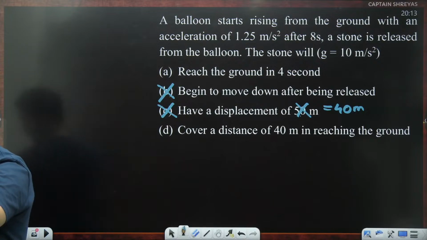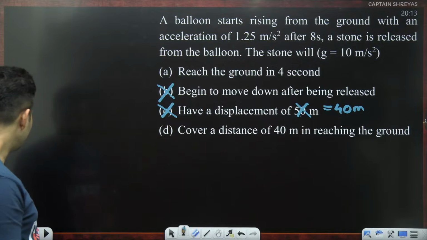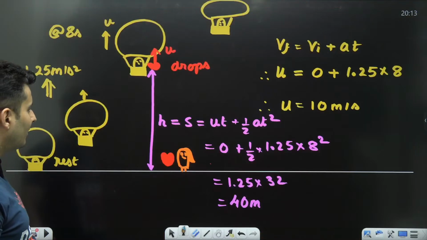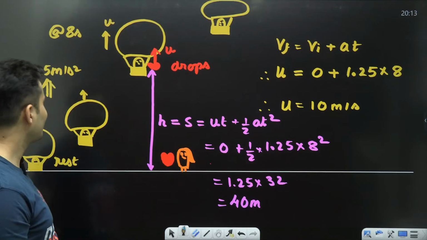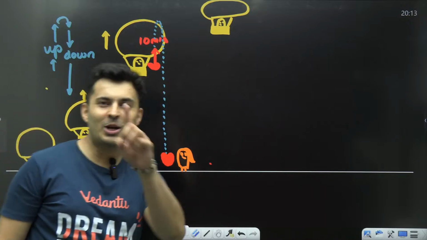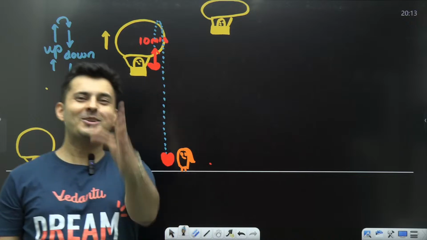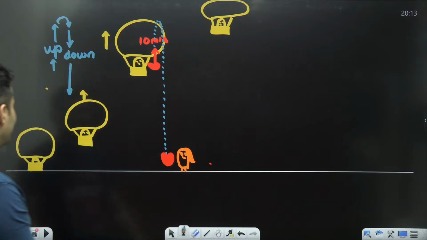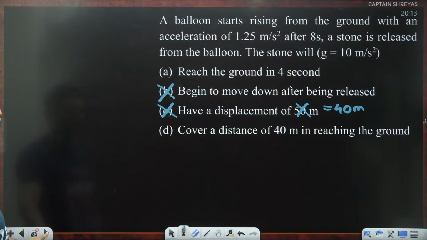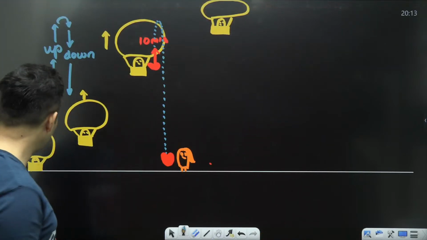Covers a distance of 40 meters in reaching the ground. That is a big dilemma. A lot of you are going to say option D, and I can see everybody spamming answer D. That's wrong. That is why it is a level 3 question. Guys, the answer is not 40. Think about it.